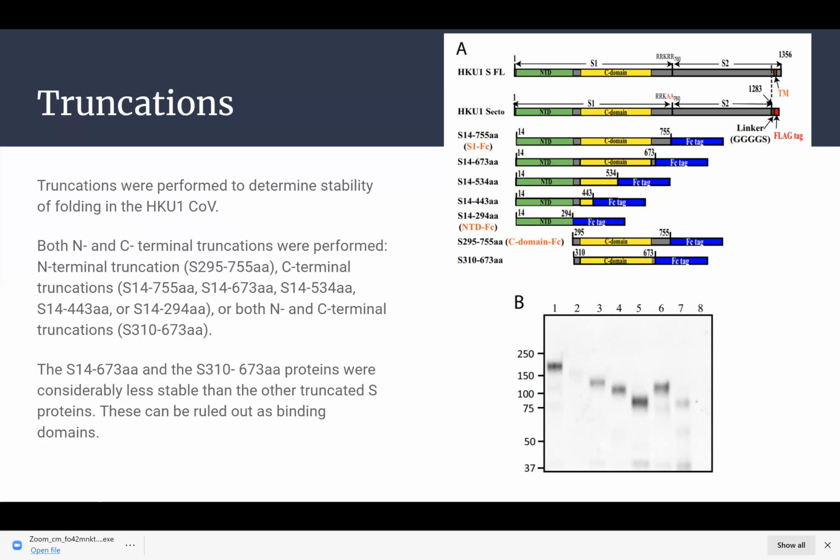And they were considerably less stable than the other truncated spike proteins, so those could be ruled out as binding domains for the coronavirus. So by using this, and then using a Western blot, they were able to determine by prevalence of the black line shown which ones would be potential binding domains.